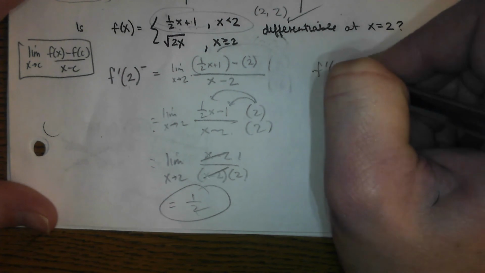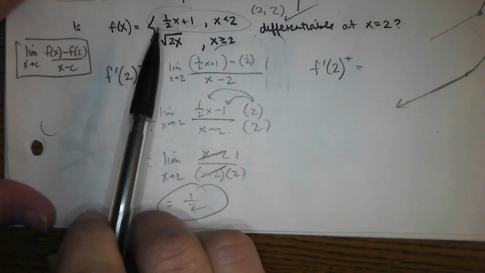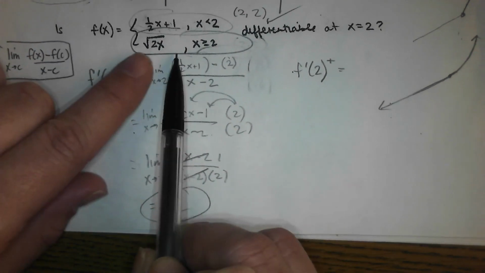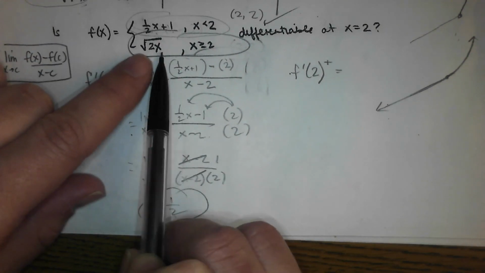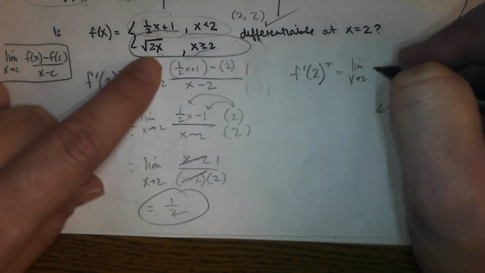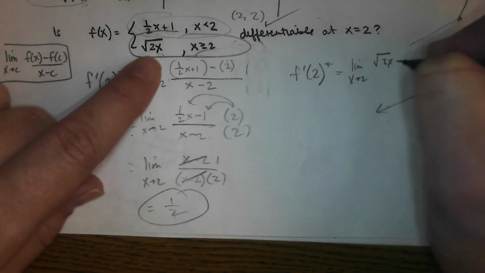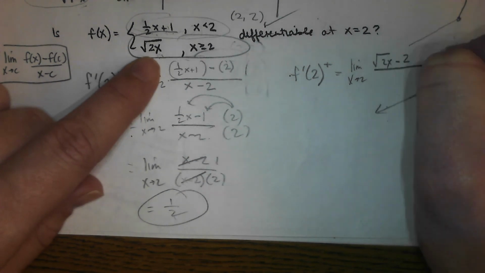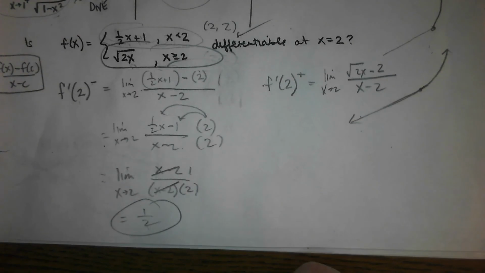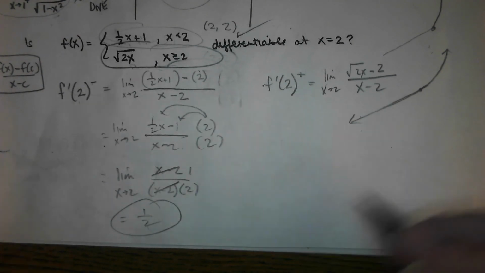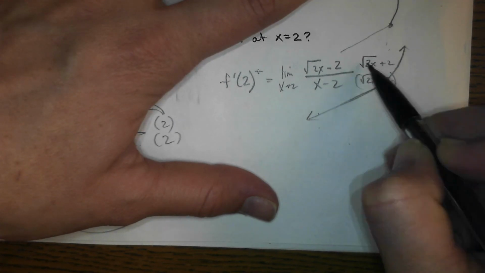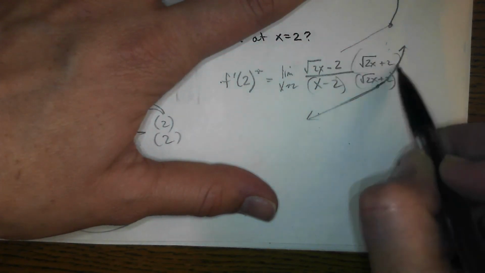F prime of 2 coming from the right. So the slope of the piecewise function at 2 coming from the right really just wants us to evaluate what the slope is of this function at 2. So limit as x approaches 2 of f of x, which is root 2x in this case, minus f of 2, which is 2, over x minus 2 again. Direct evaluation, 0 over 0. Manipulation, multiply by a conjugate, root 2x plus 2 and root 2x plus 2. I'm not going to multiply out the denominator. I am obviously the numerator.